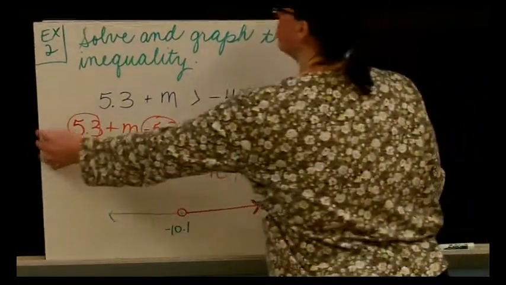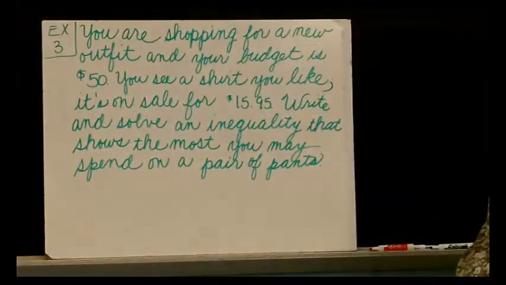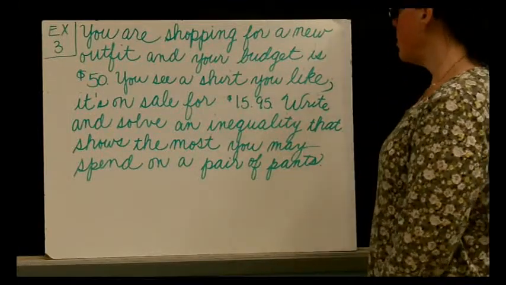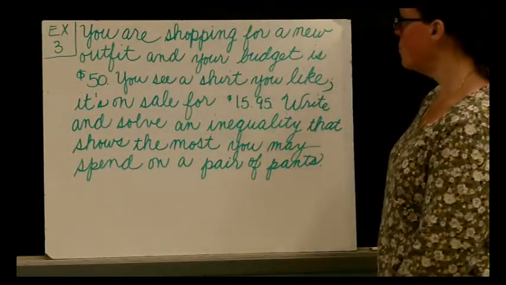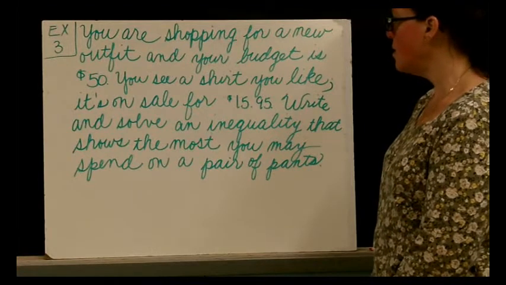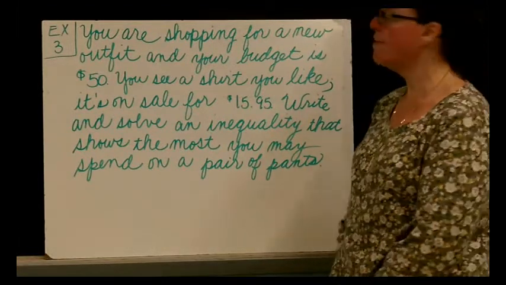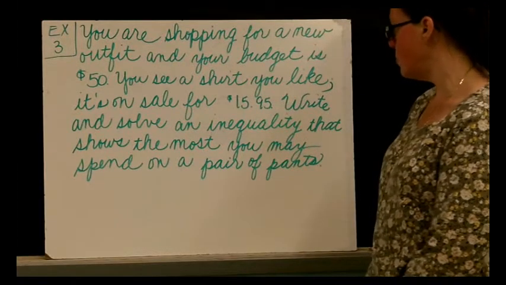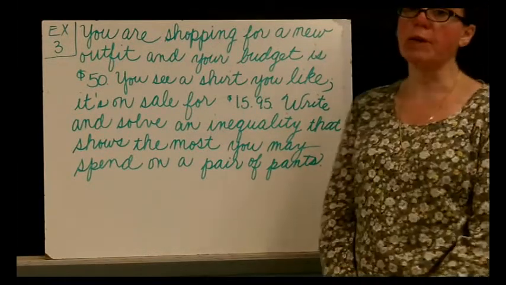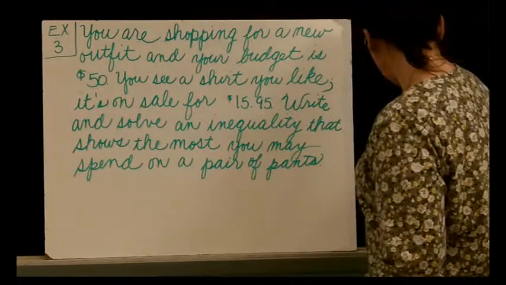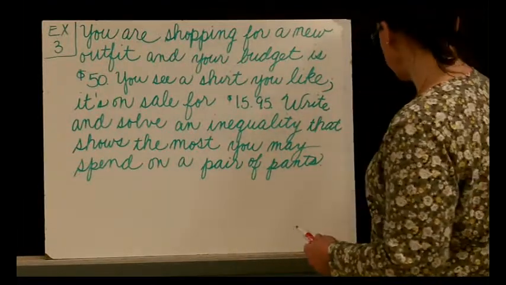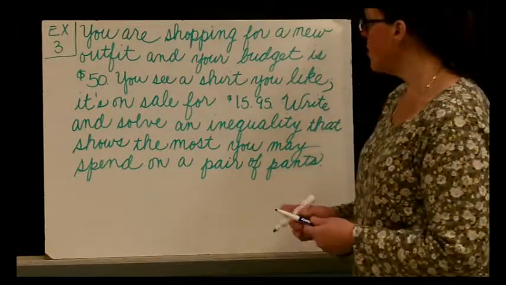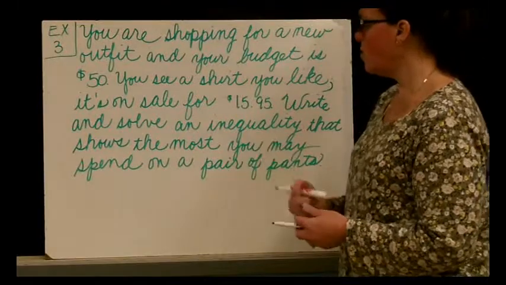And now we have only one more example. Here we have a word problem. You're shopping for a new outfit and your budget is $50. You see a shirt that you like and it's on sale for $15.95. Write and solve an inequality that shows the most that you may spend on a pair of pants. So we're going to use the information in this problem to write an inequality, and then we're going to solve it. And here's how we look at a question like this.